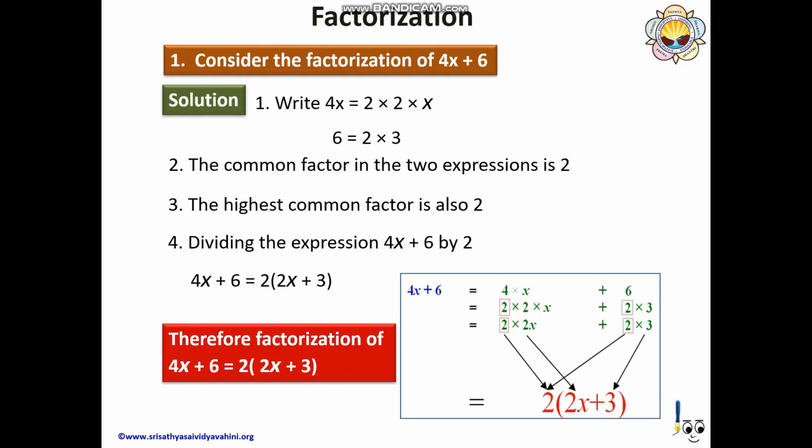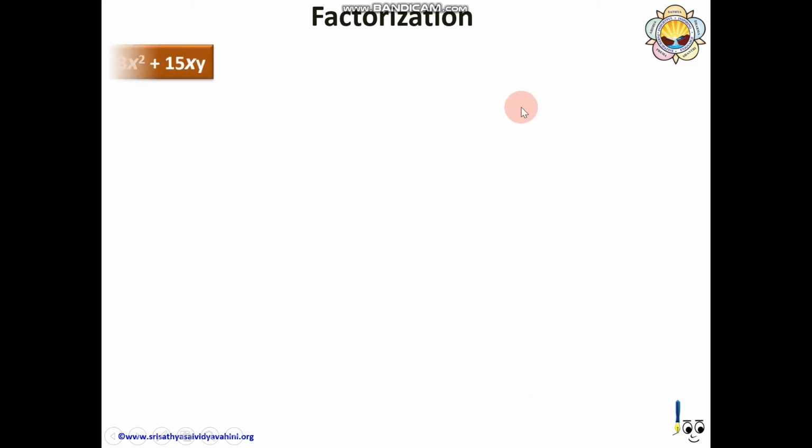Here you see 4x plus 6. So what are the factors of 4x? The factors of 4x are 2 into 2 into x, and the factors of 6 are 2 into 3. So what is the highest common factor among these two terms? 2 is the common factor. In both the terms, you see 2 is common. So 2 will be the highest common factor. So we'll take it out as common, and in the bracket what will remain? Here 2x will remain plus 3. So this will be the factorization of the expression 4x plus 6. Okay, we'll see one more example.